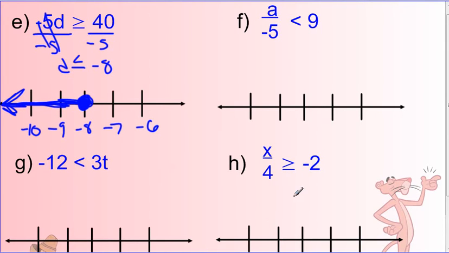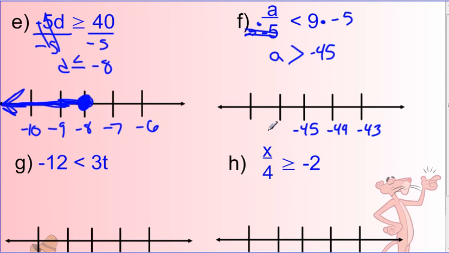Letter F. My variable is being divided by -5, so the opposite is to multiply by a -5. Multiply by a -5. Now, we multiplied by a negative, which means we changed the direction of the inequality in the middle of the problem. A times -5 is -45. And we're done. Okay, so -45, getting bigger, getting bigger, getting smaller, getting smaller. Hollow dot, and shade to the right.